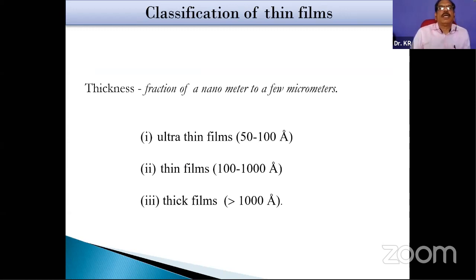The thickness of thin films ranges from a fraction of a nanometer to a few micrometers. Depending on the thickness, they can be classified into ultra thin films, thin films, and thick films. If the thickness lies between 50 to 100 angstrom units or 5 to 10 nanometer, they are called ultra thin films. When the thickness lies between 10 to 100 nanometer, they are called thin films. The films with a thickness greater than 100 nanometer are called thick films.